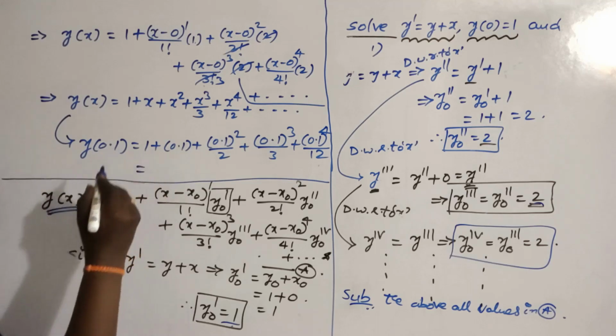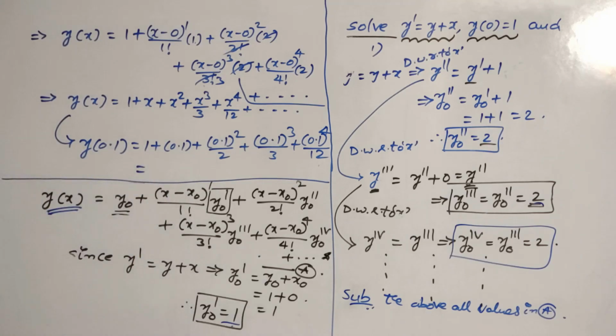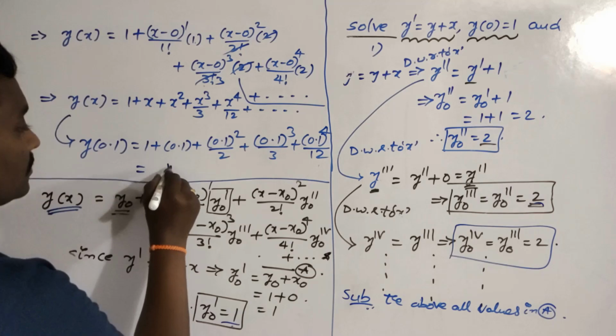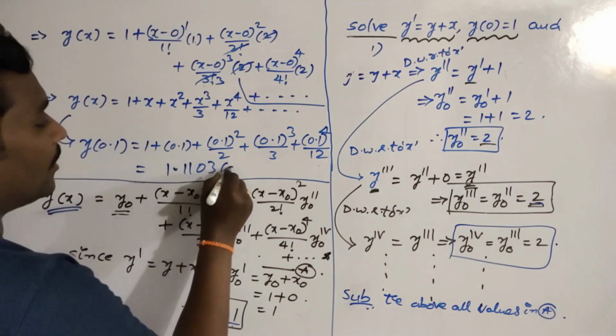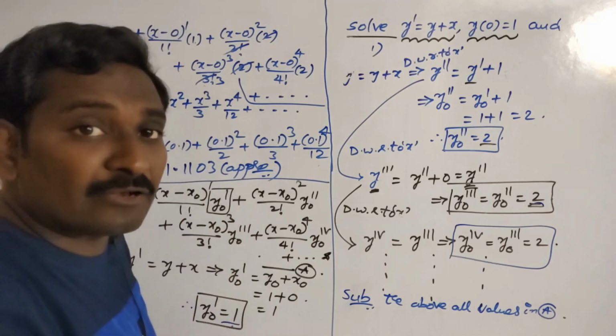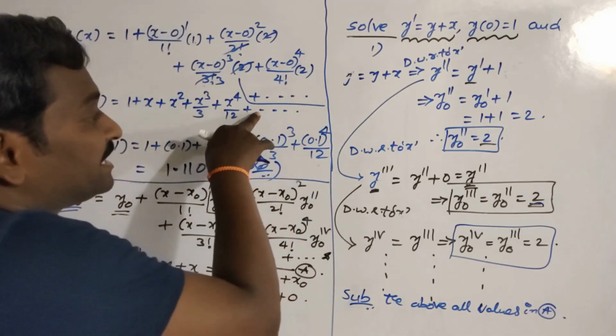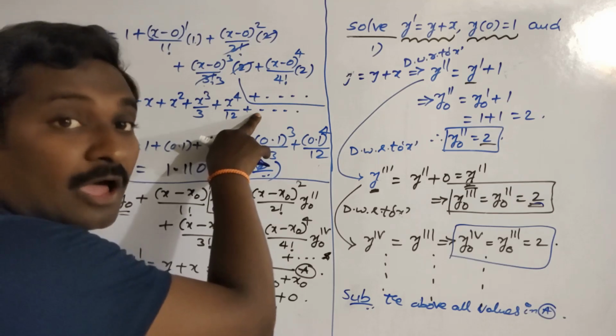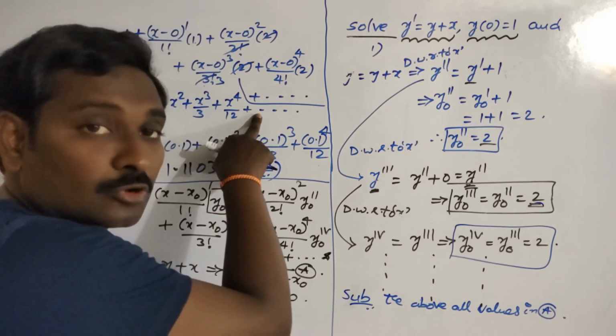It's enough. By using your scientific calculator, you will get this value as 1.1103 approximately. It is not necessary to replace the value of x as 0.1 in the next higher degree terms because they are almost 0, so you can neglect those terms, no problem.